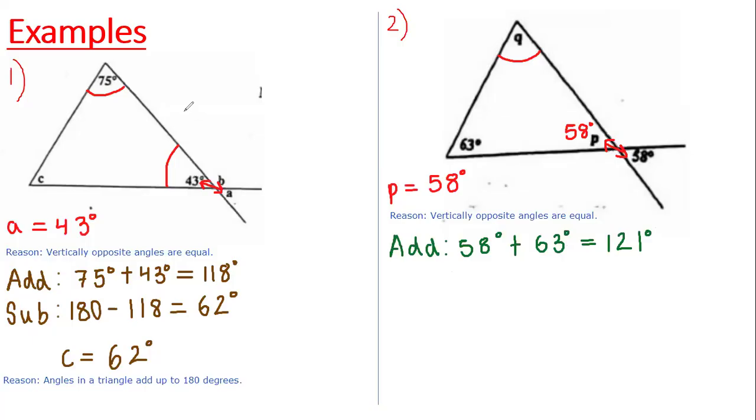And then we're gonna subtract it, right? What are we gonna subtract it with? 180. So we say 180 degrees minus what? Minus 121 degrees. And that gives us what? 59 degrees. 180 minus 121 is 59, yes, 59 degrees.